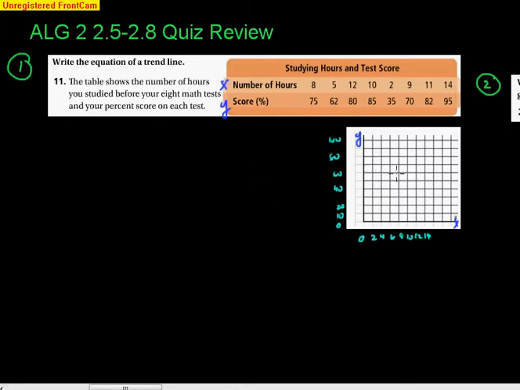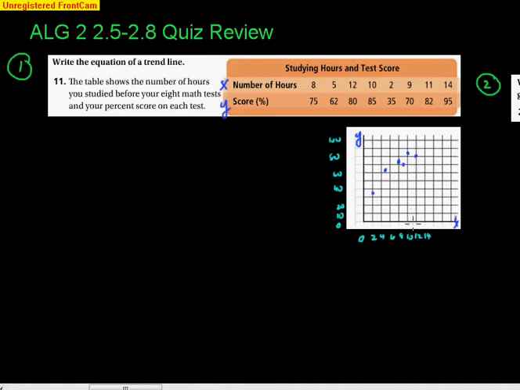8, 75. 5, 62, 5 is in between, a little bit more than 60. 12, 80. That's a nice point. 10, 85, a little bit more than halfway between 80 and 90. 2, 35, so there's 35 halfway between 30 and 40. 9, 70, 9 is in between 8 and 10, and 70 is right there.